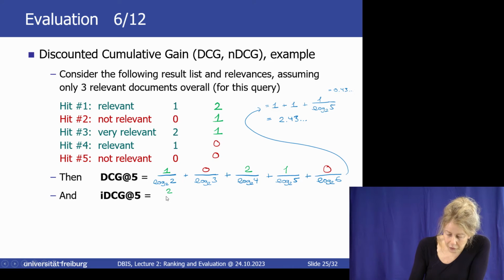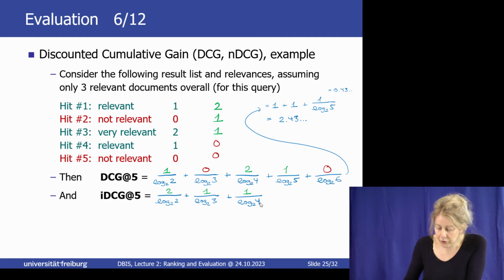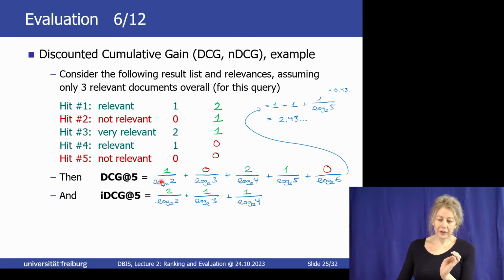And now this becomes 2 over 1 over 1 over, and I leave out the zeros because they don't add anything. So that's now 2 over log 2 of 2 plus 1 over log 2 of 3 plus 1 over log 2 of 4. And you see, without even computing it, this denominator becomes smaller and smaller. So that's the idea. That's why it's discounted. Now you understand the discounted.